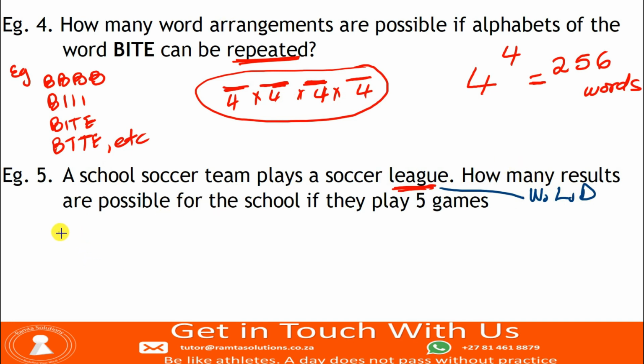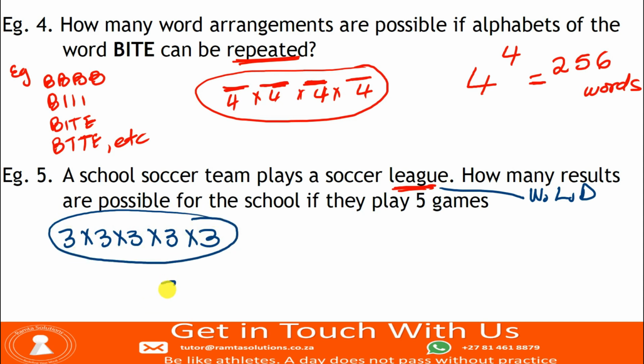So this means it'll be 3 outcomes for the first game, 3 outcomes for the second, 3 for the third, 3 for the fourth, 3 for the fifth. Right? When you look at this, what is it? This is 3 to the 5 possible results. Let's see, 3 to the 5 is 243. That's 243 results that are possible.